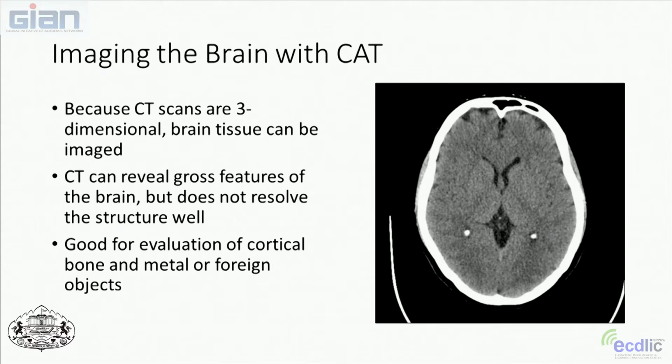You can see here that there's not good differentiation of the different tissue types in the brain, but you do get a pretty nice picture of the overall image of what it looks like, and you can see differences pretty clearly in the skull and in the fluid spaces of the brain. But in the tissue of the brain, it's not very good resolution. So CAT scans are good for the evaluation of cortical bone and metal or foreign objects, but again, not so great for brain tissue on a scale of finer dimensions.